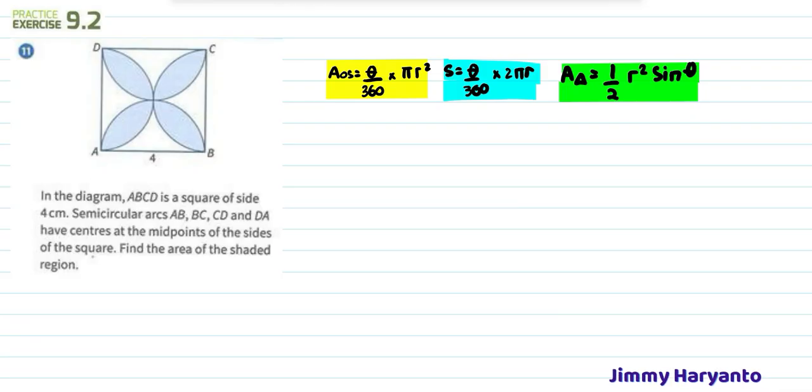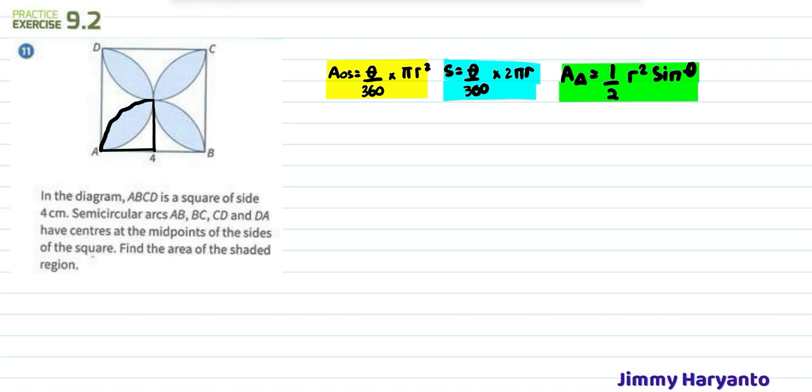Okay, next is 11. For question 11, we have this image, and the question wants you to find the area of the shaded region. So to answer this easily, I think you should divide the square into 4 parts. I will divide it like this. So we will have a quarter circle like that.